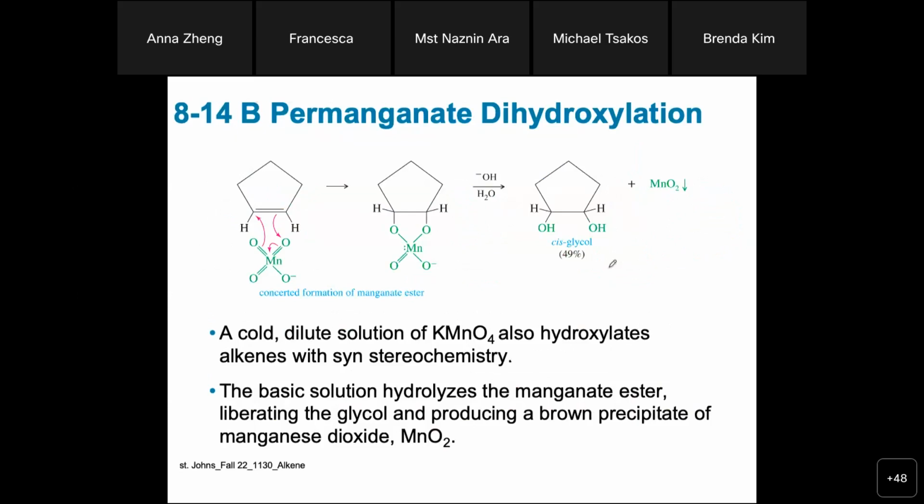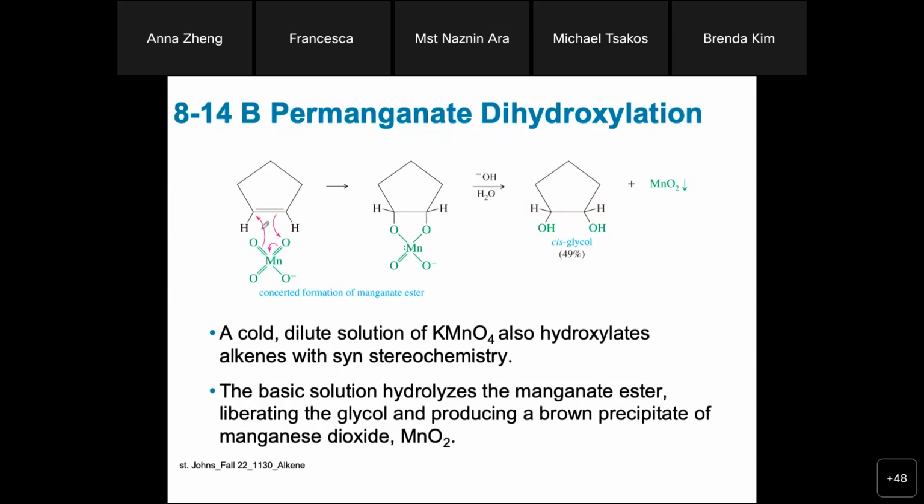Here we have the permanganate dihydroxylation. As we mentioned, there are two reagents for dihydroxylation. One is osmium tetroxide, and another is potassium permanganate, in a cold, dilute solution of potassium permanganate. We use a solution, so in the presence of water.